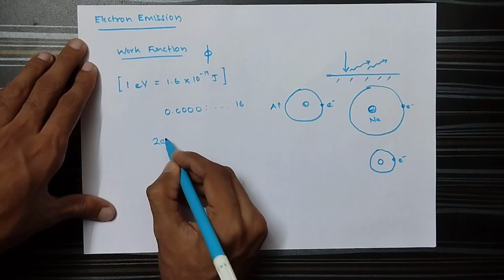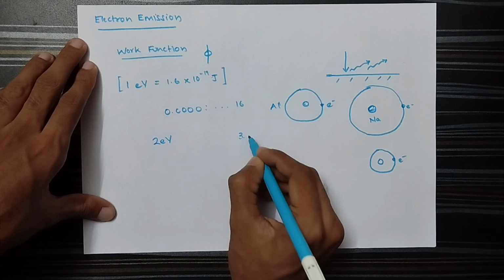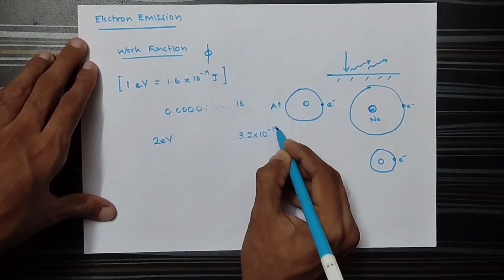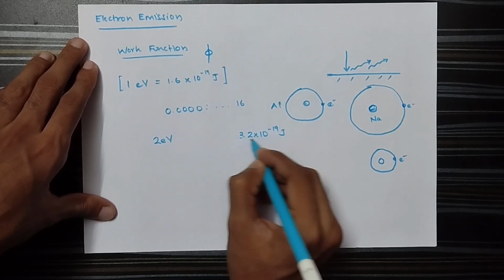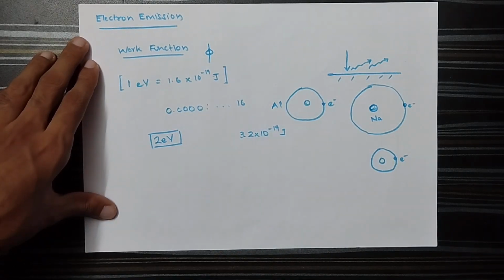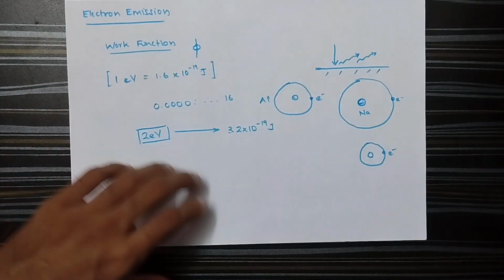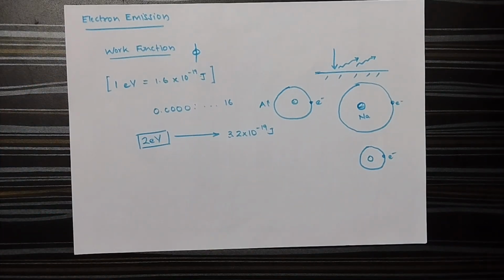Like if we are supplying 2 eV, this is really easy to read compared to if we are going to supply 3.2 into 10 raised to minus 19 joule. If we were to say this, it would not make sense. So we just say it in terms of eV. So 2 eV is equal to 3.2 into 10 raised to minus 19 joule. Right? So we measure work function in eV. We measure other such quantities in eV, like threshold energy. We are coming to that, but before that we have to discuss the types of electron emission.